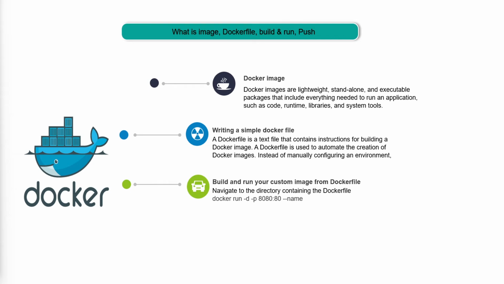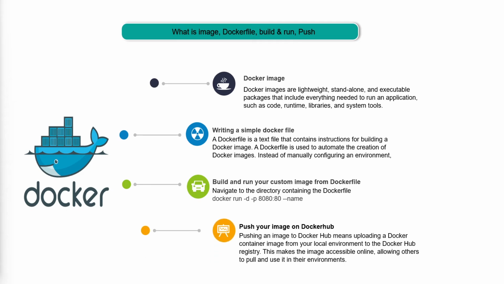Also, we will build and run our custom image from the Dockerfile that we create. Also, we will push our image on Docker Hub. Pushing an image to Docker Hub means uploading a Docker container image from your local environment to Docker Hub. This makes the image accessible online, allowing others to pull our image on their environment.